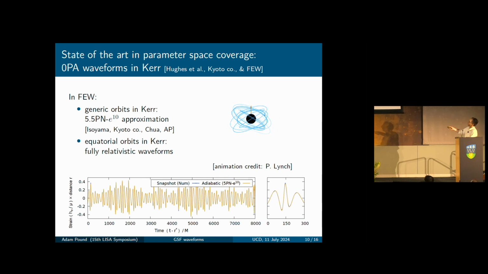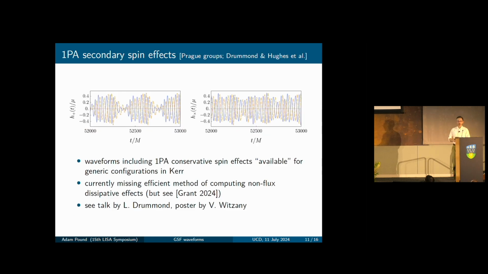Then for fully relativistic waveforms, implemented in Few and should be coming out in a paper imminently, we have fully relativistic waveforms for equatorial orbits in Kerr, so no inclination. And the kind of waveforms you get out from the fully generic ones look like this, so very complicated waveforms. Okay, so that's where we're covering the most parameter space. That's at 0 PA order.